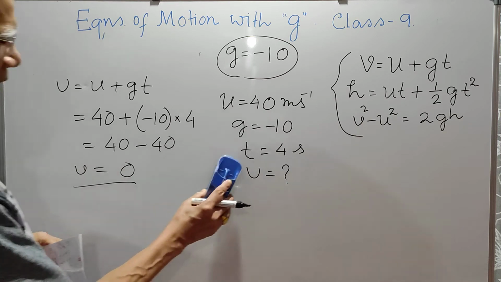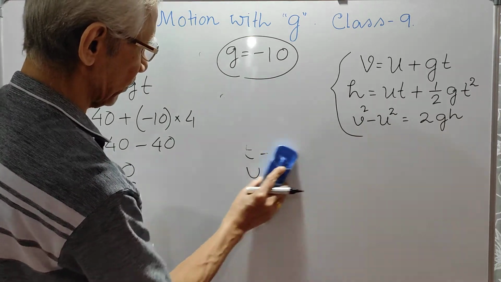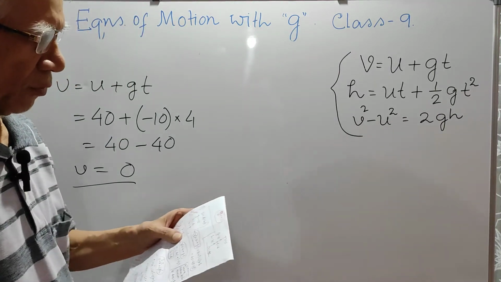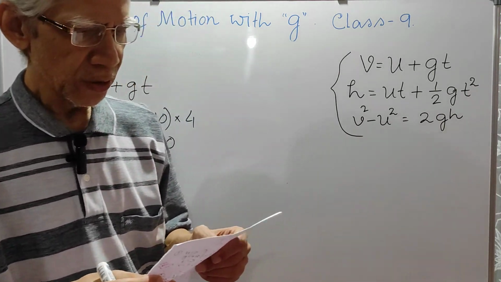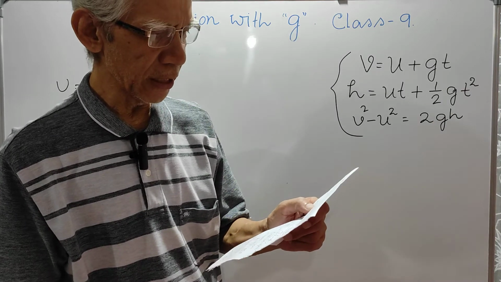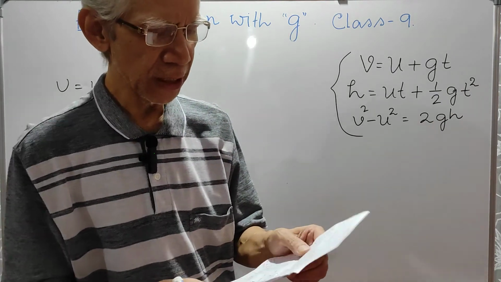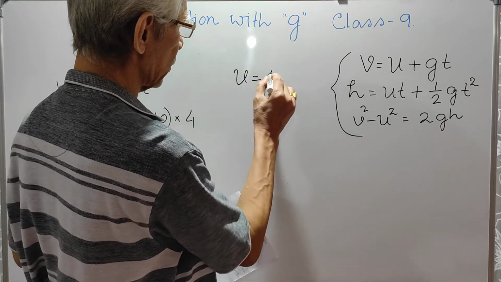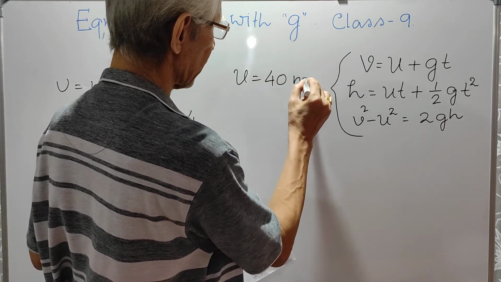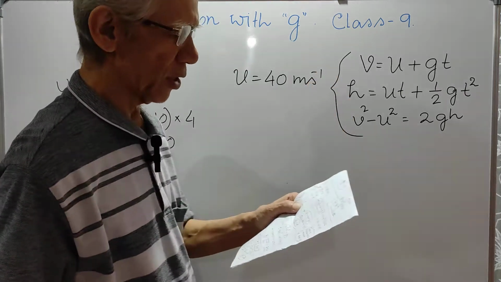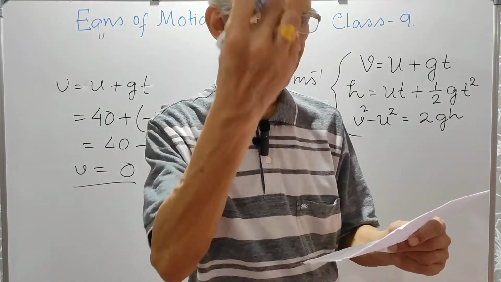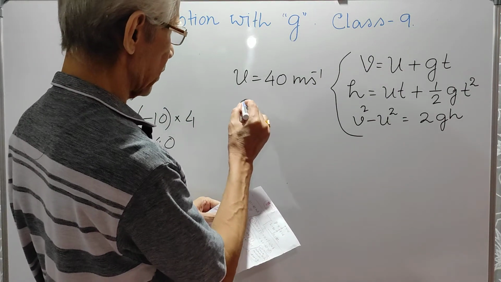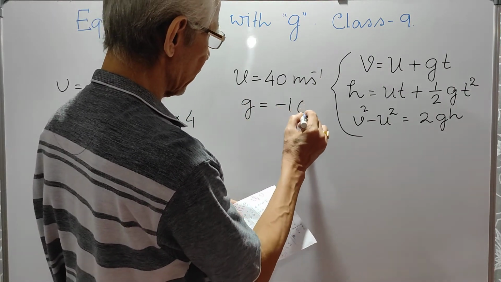Okay, let us see the second problem. Second question. Again, a body is thrown vertically upward with velocity 40 meters per second. So u equal to 40 meters per second. That is the initial velocity. So z is again minus 10.